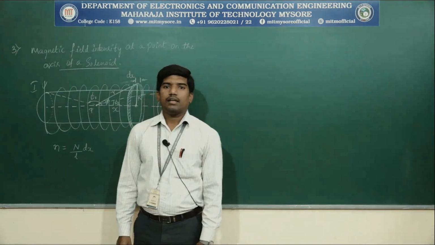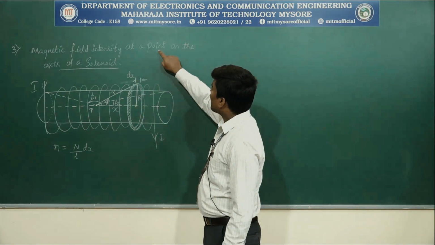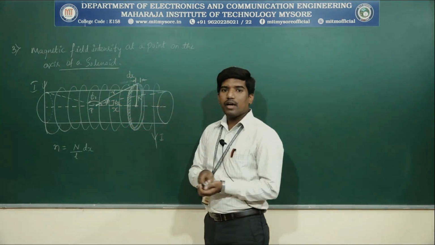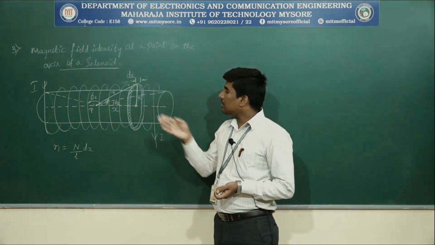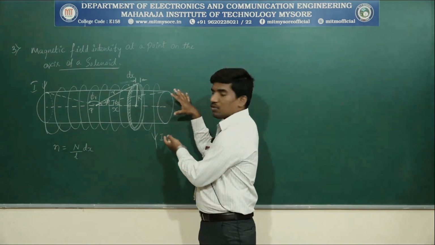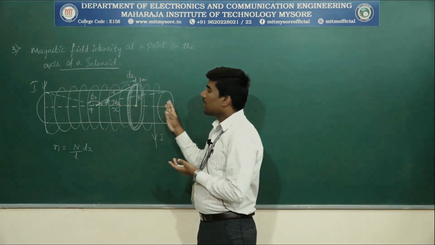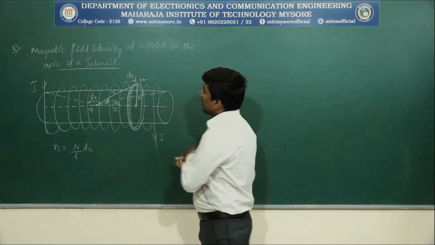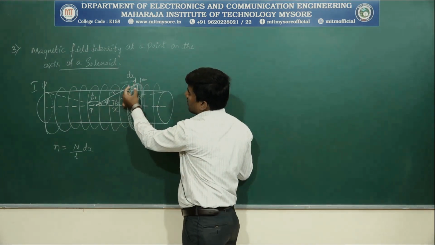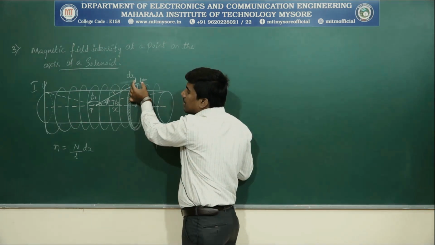Okay, got it? Okay, let us move on to the next application, magnetic field intensity at a point on the axis of a solenoid. In the previous case, we considered only a planar circular loop, but here, if we consider a solenoid, we have n number of such planar circular loops. If I take a segment of this solenoid, the thickness of this particular section is taken as dx.